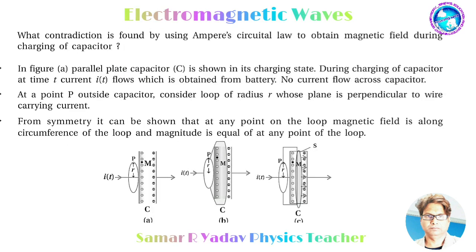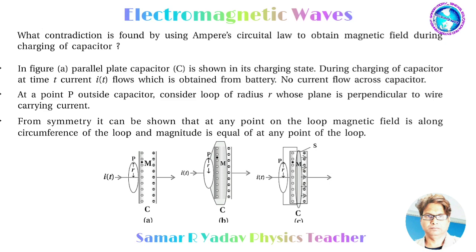What contradiction is found by using Ampere's circuital law to obtain the magnetic field during charging of a capacitor? In figure A, a parallel plate capacitor C is shown in its charging state. During charging of the capacitor at time t, current I(t) flows, which is obtained from the battery. No current flows across the capacitor.